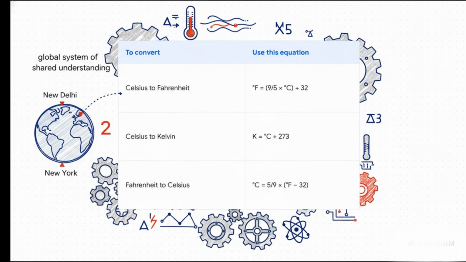And you see these standards at work every day. Just take temperature. Because we all agreed on units, Celsius, Fahrenheit, Kelvin, and we have standard formulas to switch between them. A temperature reading in New Delhi makes perfect sense to an engineer in New York. It creates this global system where we all understand each other.